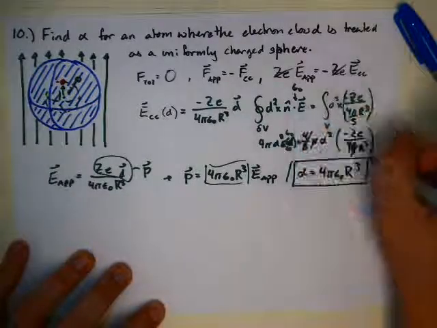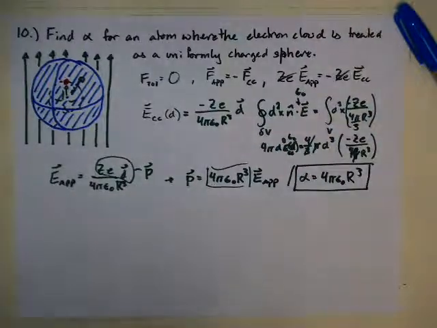Notice something a little bit interesting here. The polarizability did not depend upon the charge of the atom, so this would be the same for any spherically symmetric atom. It should be the same for a hydrogen atom in its ground state as for a helium atom in its ground state, which is a little bit interesting. I don't know if that's true or not, but that's what this model is suggesting. Kind of interesting.